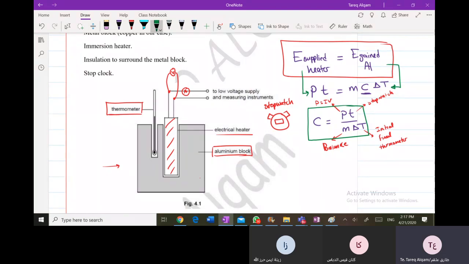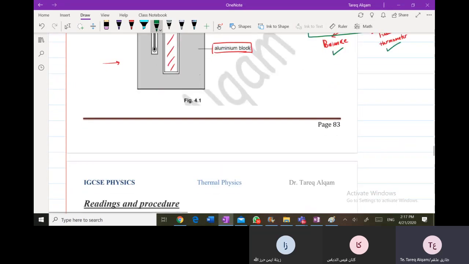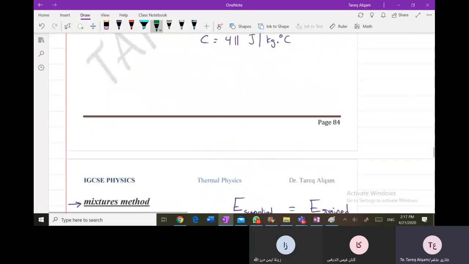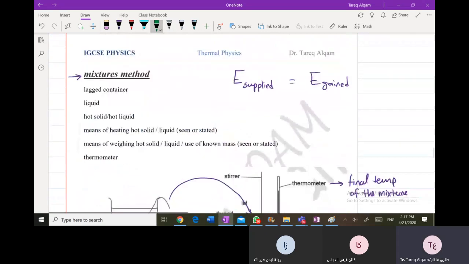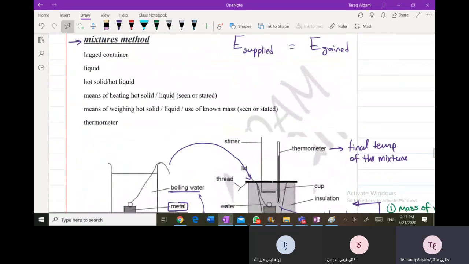So I have to measure these quantities. Power by measuring voltage and current, electrical power. Time using a stopwatch, a balance to measure the mass of the aluminum block, and initial and final temperatures using a thermometer. Here we discuss the procedure that will be done.